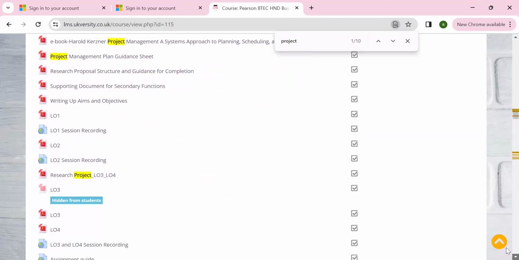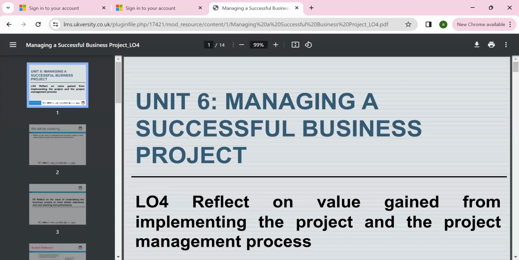So we had that in lessons 1, 2, and 3. Today's lesson will go through LO4, which is learning outcome 4. Welcome, managing a successful project and reflect. Today's lesson will be a reflection on the value gained from implementing the project and the project management process.